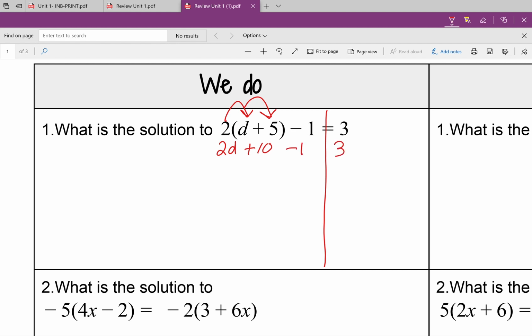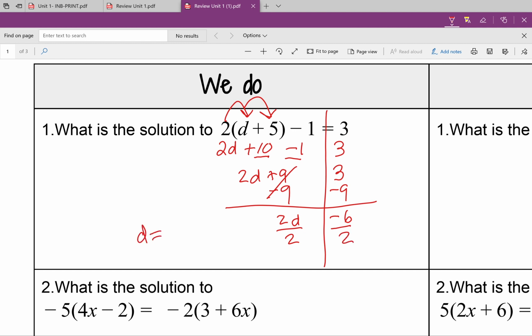So now I'm going to combine like terms. So I have 10 and -1, which is 9. So I have 2d plus 9 and then 3. Then I'm going to subtract the 9 over to get rid of it. So I'm left with 2d on this side, and then on the other side, 3 minus 9 is -6. Then I'm going to divide by 2, divide by 2. So I'm left with d is equal to -3.